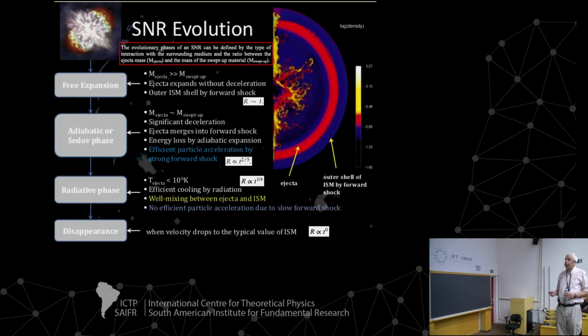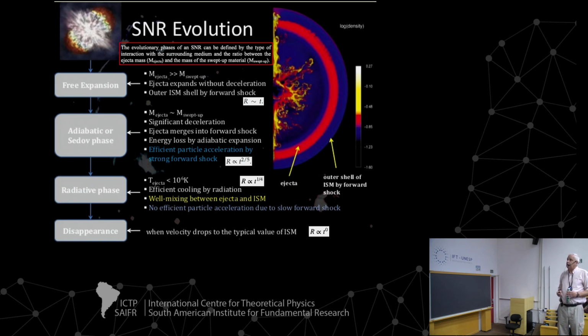The first phase is the free expansion. At the beginning, the ejecta just move freely because there is no essential opposition to the motion of the ejecta. So it expands without deceleration. So the size of the remnant is proportional to time.